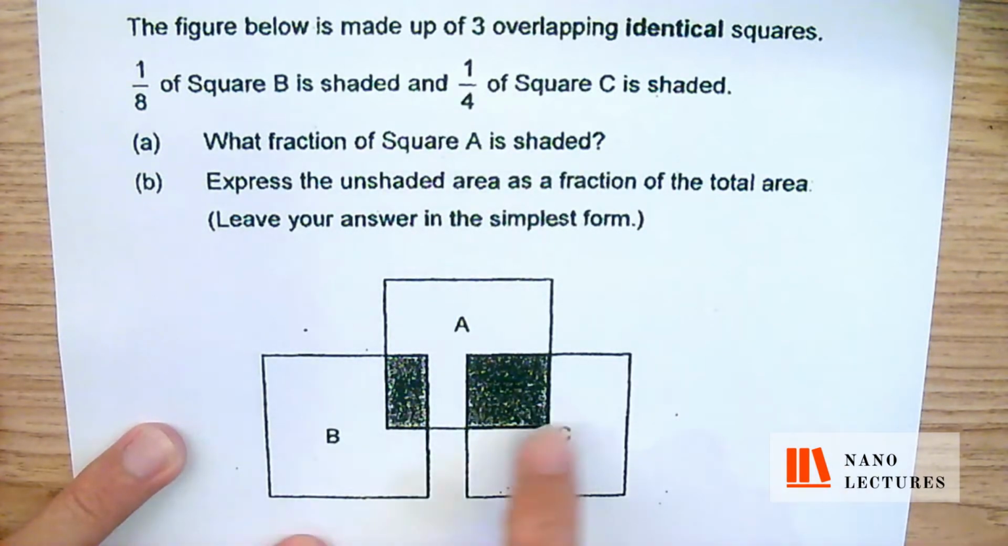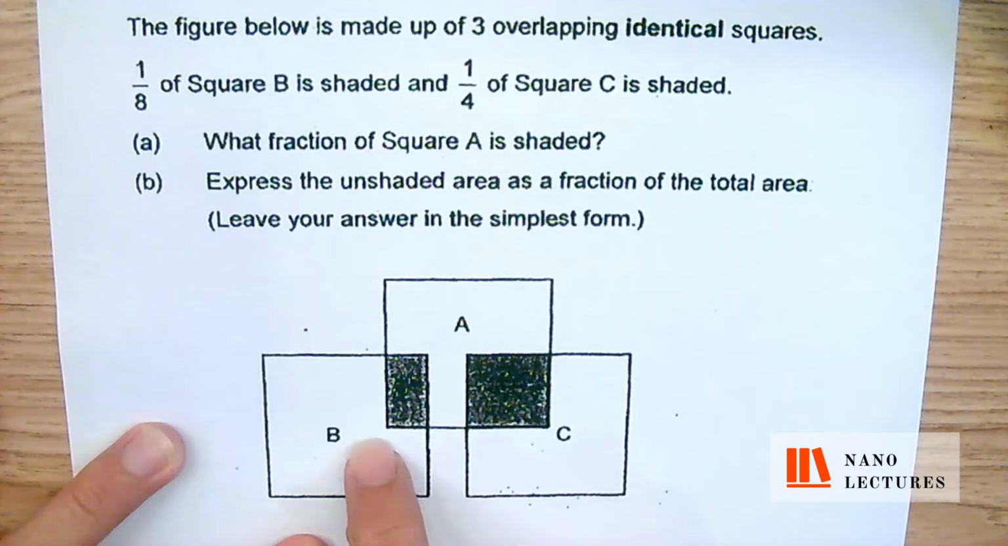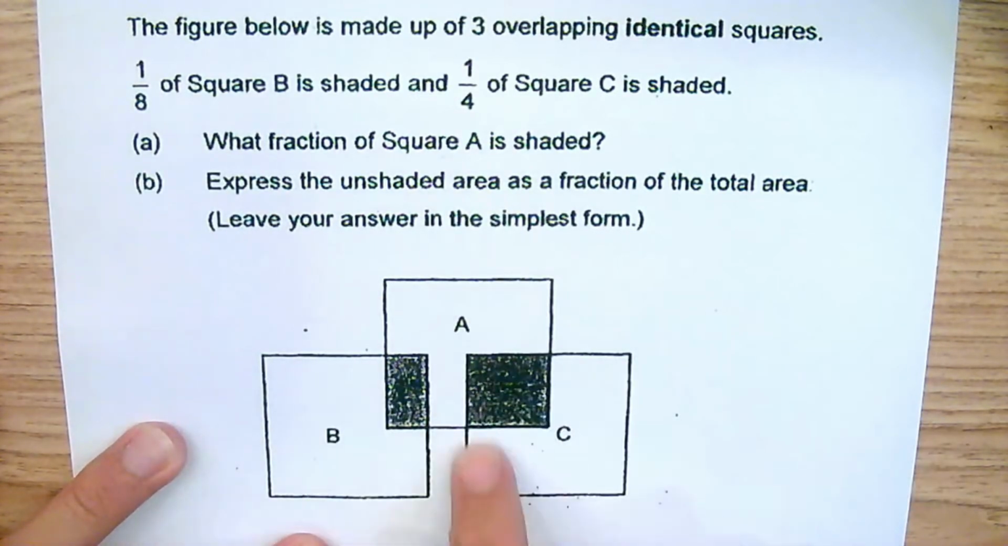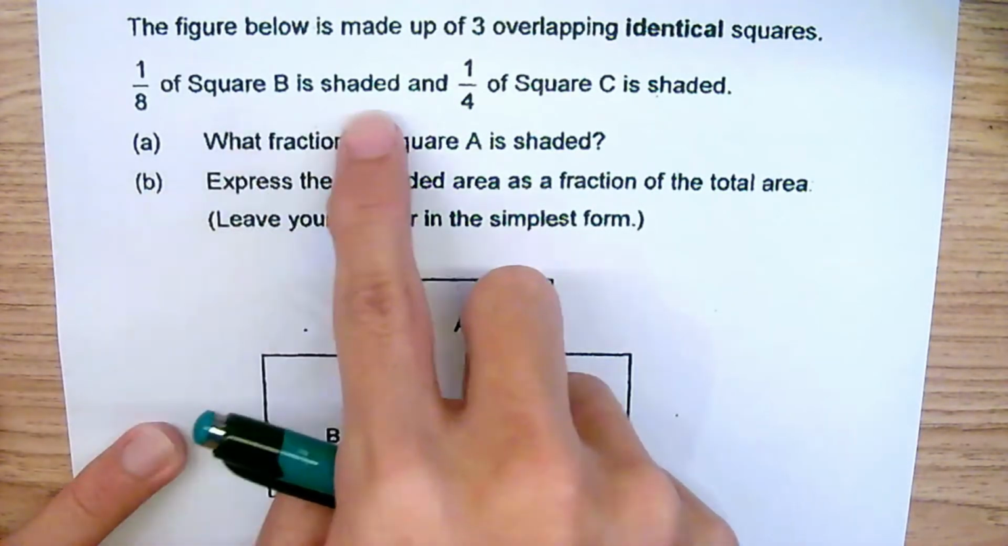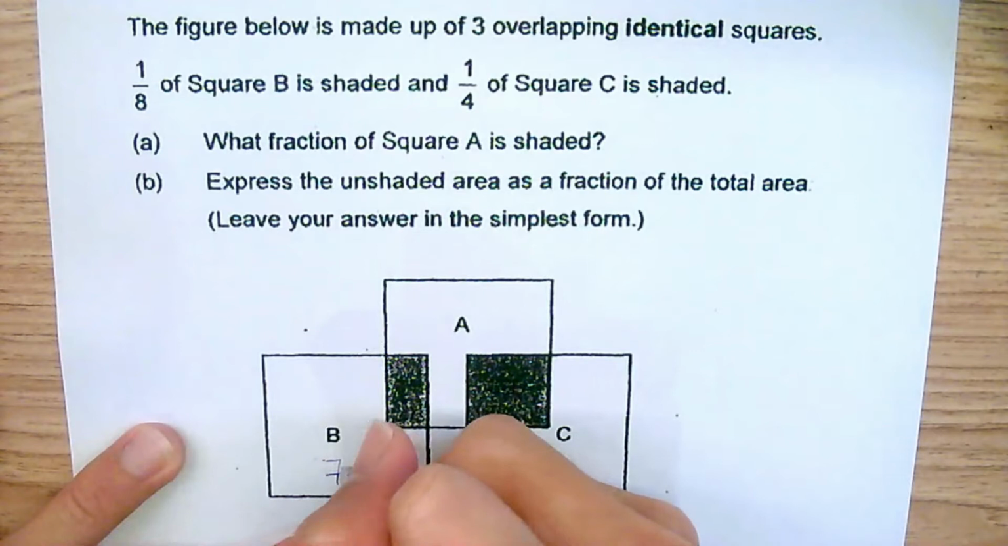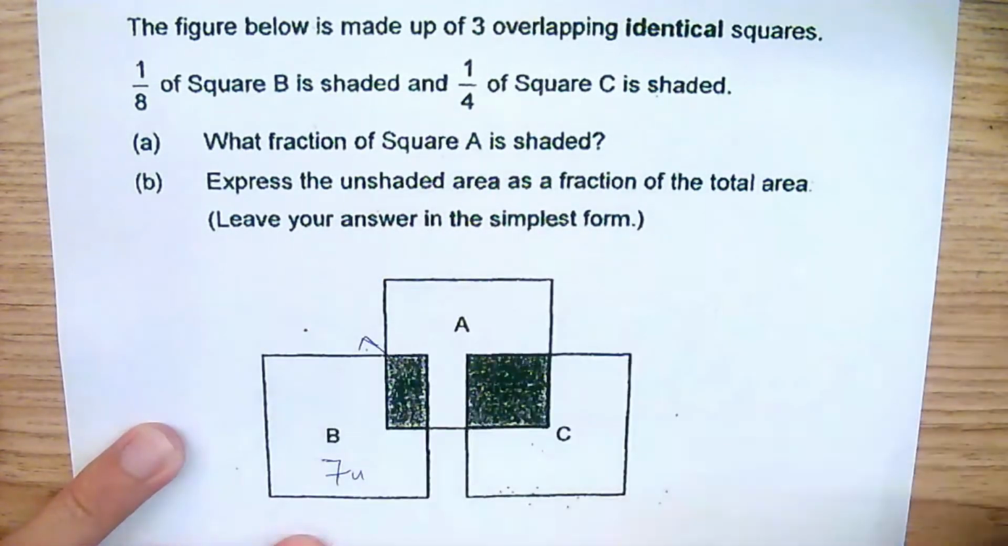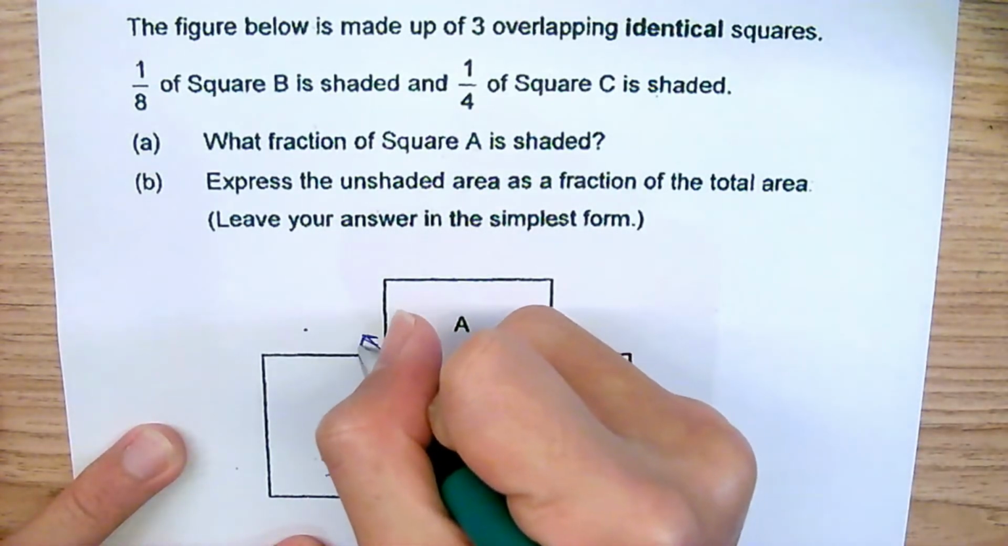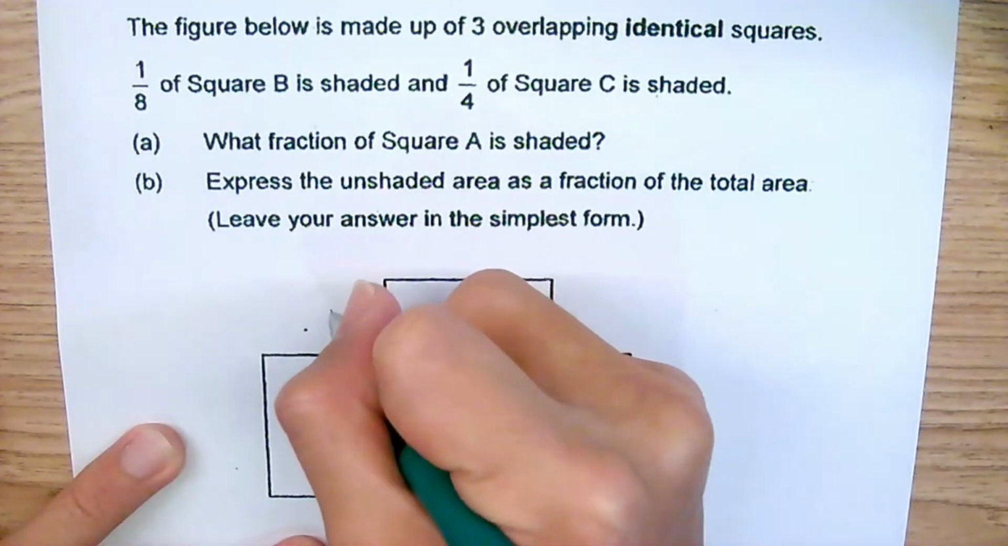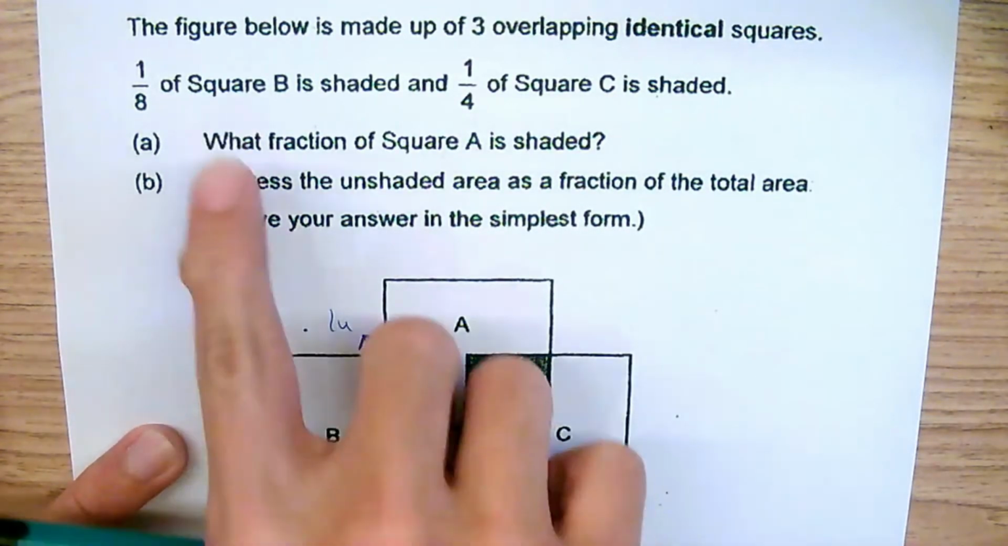Okay, so they said that 1/8 of B is shaded and 1/4 of C is shaded. By the same area, right? Since they're the same area, I'm going to give each of them 8 units. 8 units here, 8 units here, 8 units here. Now, if I give 8 units to B, and they told us that 1/8 of B is shaded, which means that this one is what? This one is 7 units. And this one must be 1 unit. So 1 unit plus 7 units equals 8 units.